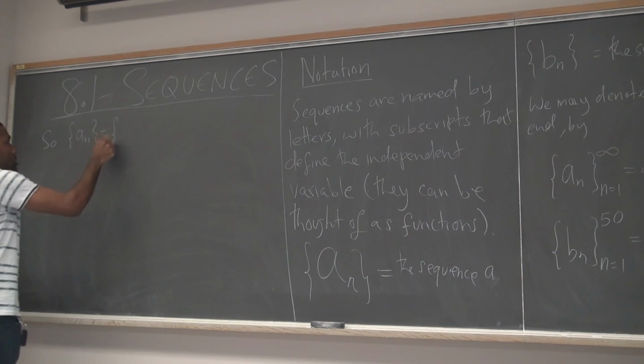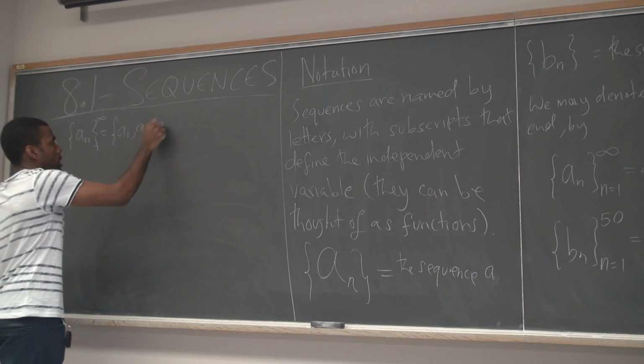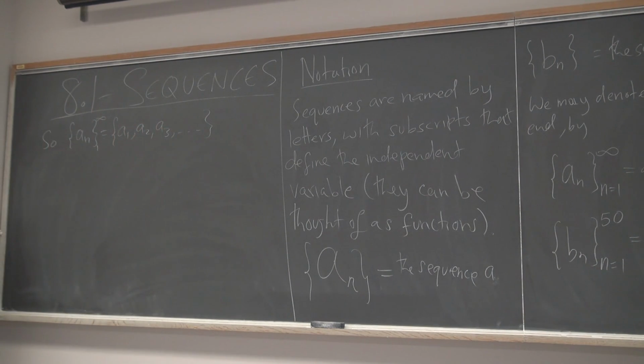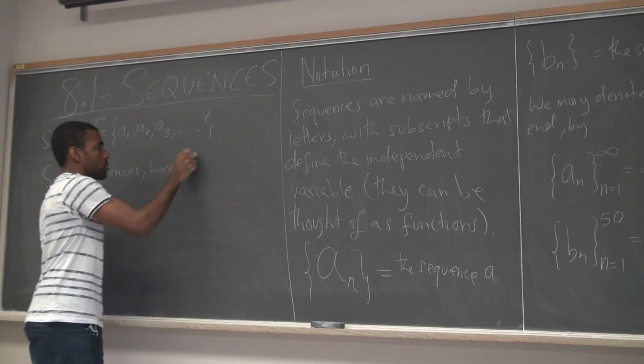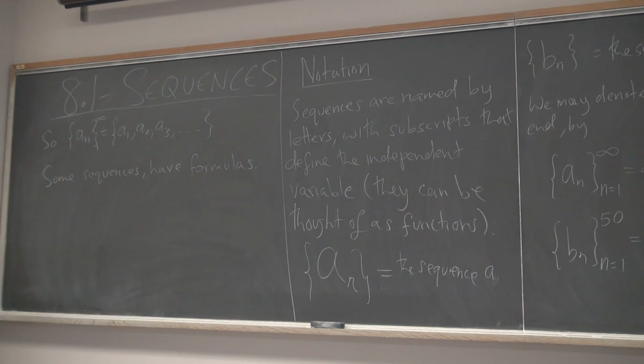A_n is just a set from 1 to infinity. I could write A1, A2, A3. Order matters, but it's just a list of numbers. I'm not really doing anything with the numbers yet. And as I said, some sequences, not all, have formulas. There are some sequences that come from nature, where we just empirically measure things, and then we have this list, and we have to deal with that list.